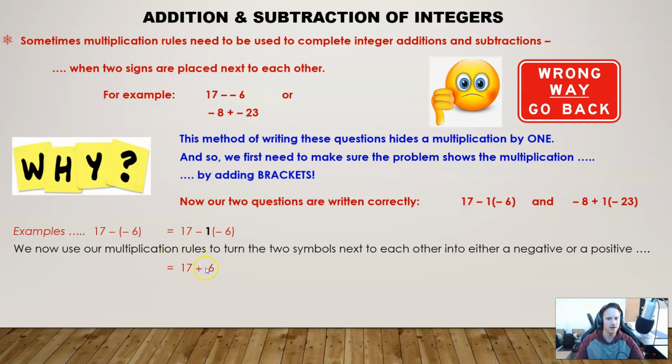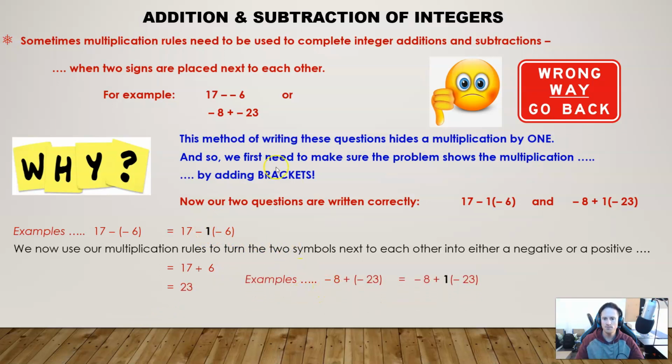Another way to remember how to do this is if you have two negative signs next to each other, turn them into a plus. That's the shortcut going from here to here. The formal way is recognizing that there's actually a negative 1 in there and doing that multiplication.